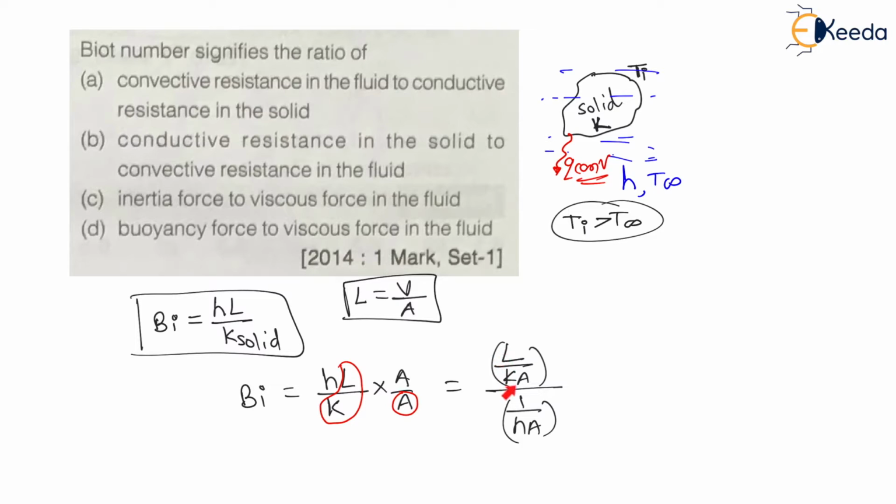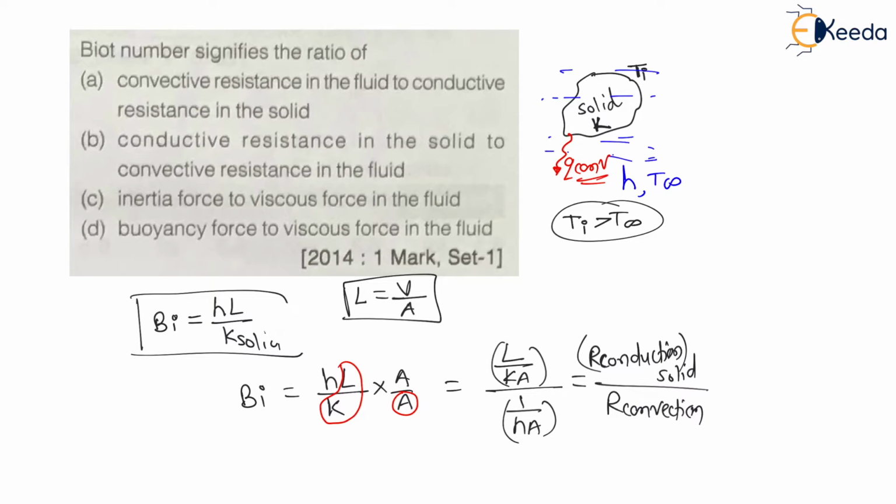And my dear students, L divided by kA, k is the thermal conductivity of solid. Therefore, this L divided by kA, in a conduction topic, in plane slab topic, we have seen this is a conduction resistance of solid. Therefore, we can say this L divided by kA is conduction resistance, R conduction of solid, divided by. Again, in convection topic, we have seen 1 upon hA is convection resistance. Therefore, it is R convection. Therefore, my dear students, the definition of Biot number is it is a conduction resistance of solid divided by convection resistance of surrounding fluid.